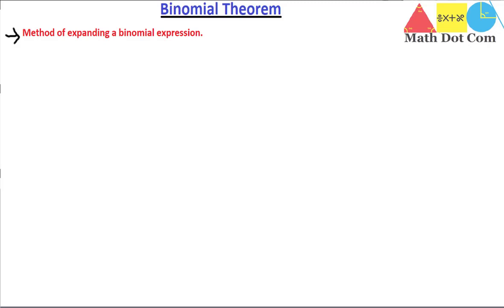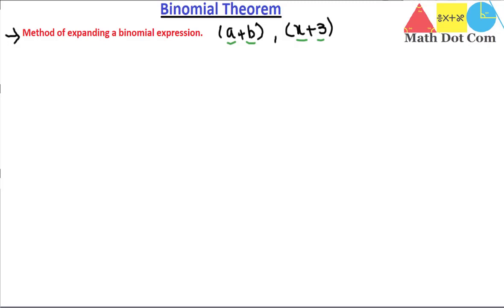For example, a plus b is a binomial expression, or x plus 3, because you have two terms. How many terms? Two terms. This is 1, this is 2, this is 1, this is 2. So you apply the binomial theorem only on a binomial expression, an expression containing two terms. So this is one thing.